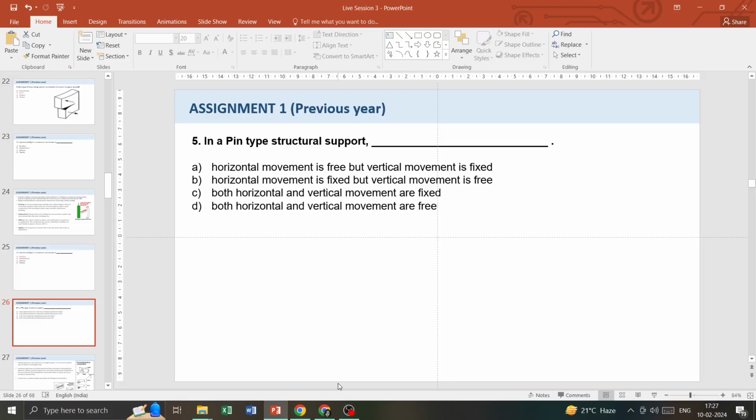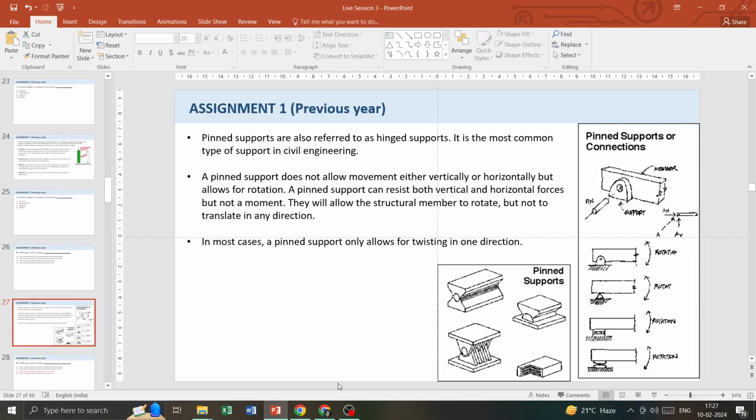So to be able to answer this, we will have to know what is a pin type structural support system, and I'll quickly tell you about that. So pinned supports are also referred to as hinged supports. It is the most common type of support in civil engineering. A pin support does not allow the movement either vertically or horizontally, but it allows rotation.